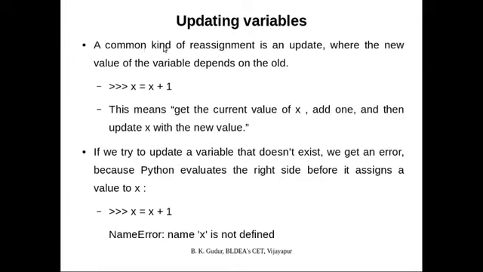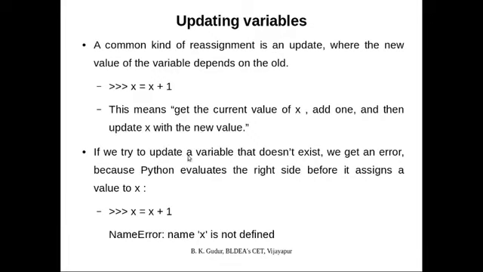A common kind of reassignment is an update. Why do we reassign? For an update, where the new value of a variable depends on the old one. For example, if we see x is equal to x plus 1, here we are updating a variable using reassignment. Earlier x value will be taken, 1 will be added to that, and the new value will be reassigned to x. This we call updating variables. This means get the current value of x, add 1, and then update x with the new value.